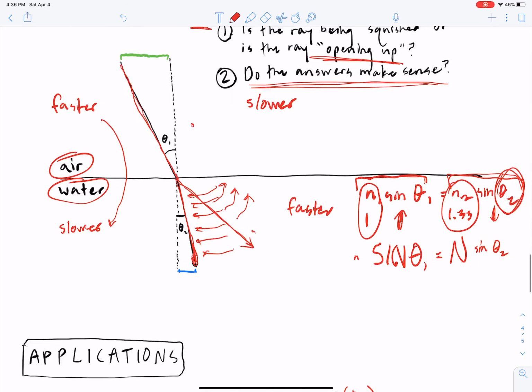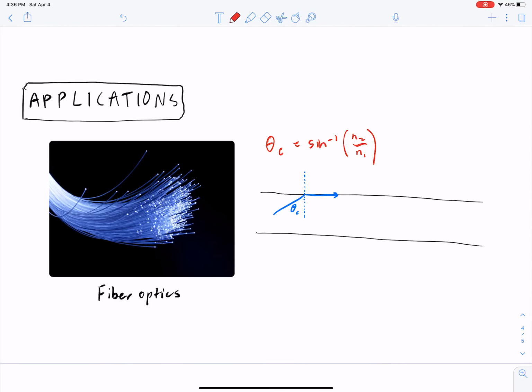Now, really quickly, what are the applications of Snell's Law? When you manipulate your original Snell's Law equation, you can solve for this angle, which we call critical angle. And these critical angles are used in fiber optics. Really, really cool. Helps us to communicate, transfer information, and things like that. Basically, fiber optics uses this critical angle to transfer light and information really quickly.